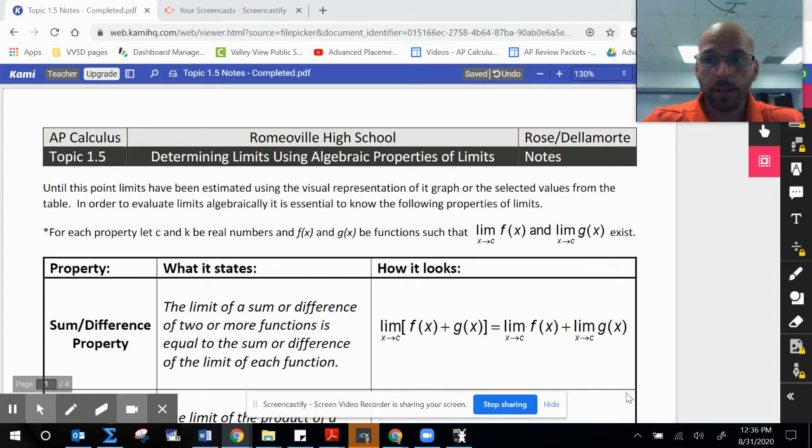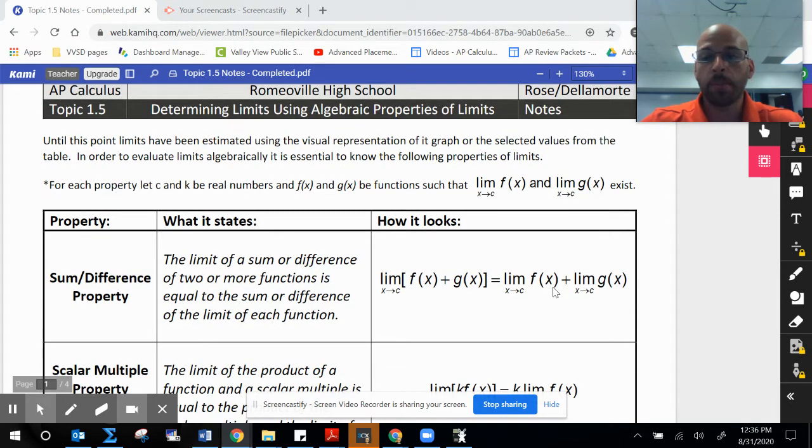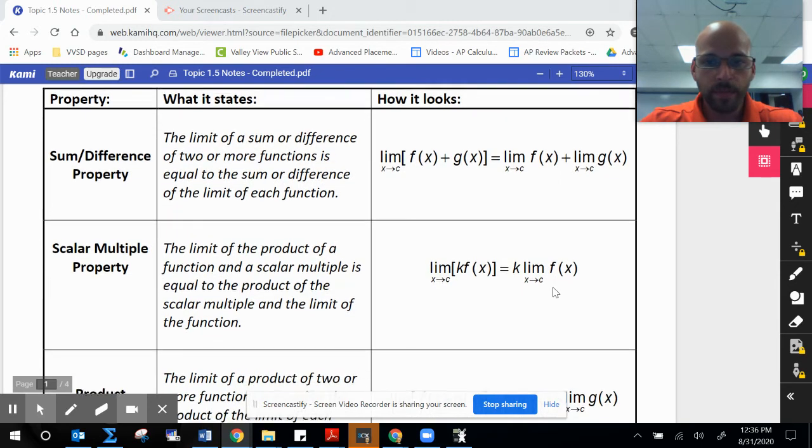Hello, we're going to talk about topic 1.5, and we're going to take a look at limits using algebraic properties. Okay, you're going to see that a lot of these properties are just ways we can expand limit expressions. So I'm going to go through these one by one.